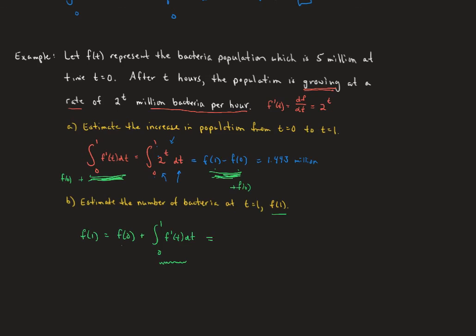And we were given that f of 0 was 5 million, so that's going to give us 5 million plus the 1.443 that we just found a moment ago for part A. That was the change in population from time 0 to time 1. So that means after 1, whatever the time increment is, hour, I guess, we're going to have 6.443 million bacteria. Hope that makes sense. We're going to build on that in the days that come.